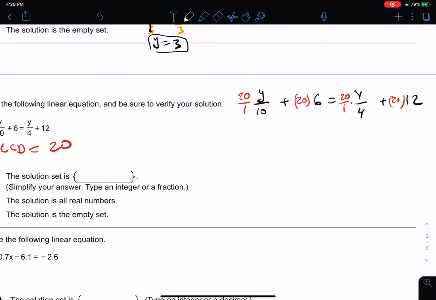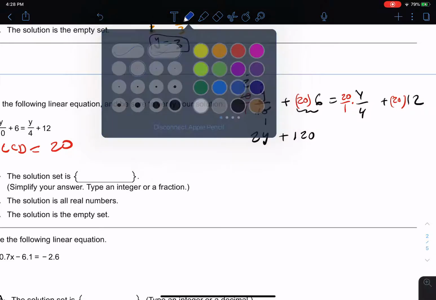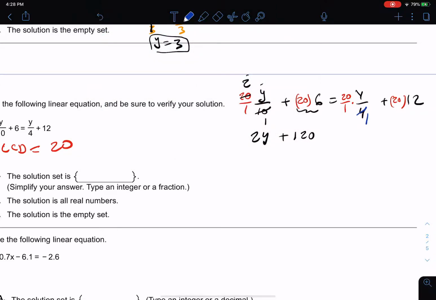So remember we reduce. 10 goes into 10 once, 10 goes into 20 two times. We're left with 2y. 20 times 6 is what, 120? Let's reduce the next fraction. 4 goes into 4 once. 4 goes into 20 5 times. So 5 times y is 5y. And 20 times 12 gives us 240.